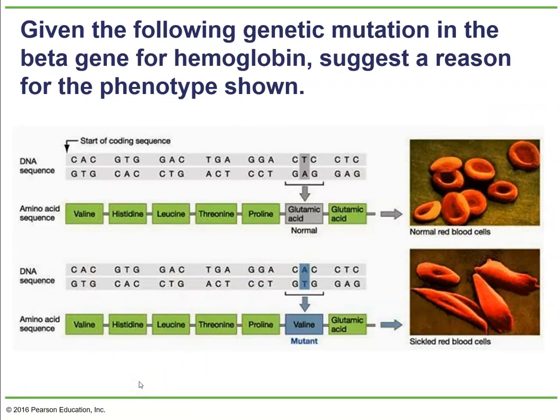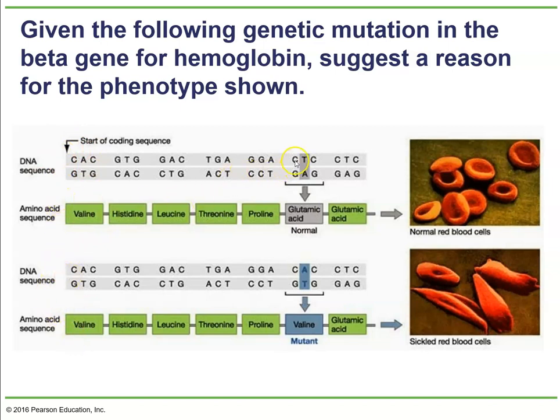Okay, here's another learning check. I want you to take some time to think about this, feel free to talk to other people about it, and come up with a solution for this question. We're looking at the following genetic mutation. We have the DNA sequences shown here, the normal cell line, and then an abnormal cell.